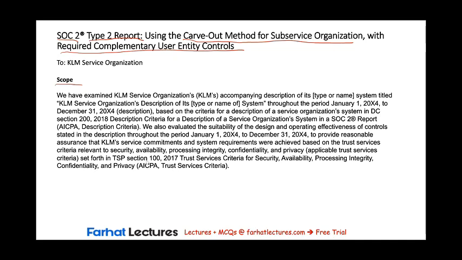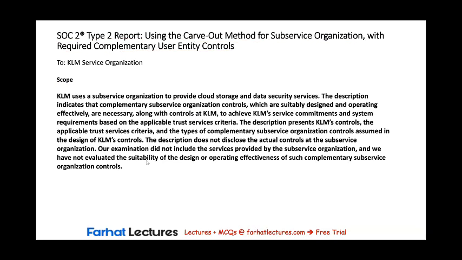There's no change to this section like the carve-out method for the SOC 1 Type 2 report. We don't have any changes because we are only examining the service organization and we're excluding the subservice organization. In the second paragraph of the scope, we have to mention that KLM, the service organization, is using a subservice organization. And we have to mention that they are required, they are necessary, along with the controls at the service organization to achieve the service commitments and system requirements based on the applicable trust services criteria. This language is relevant for the SOC 2 report.